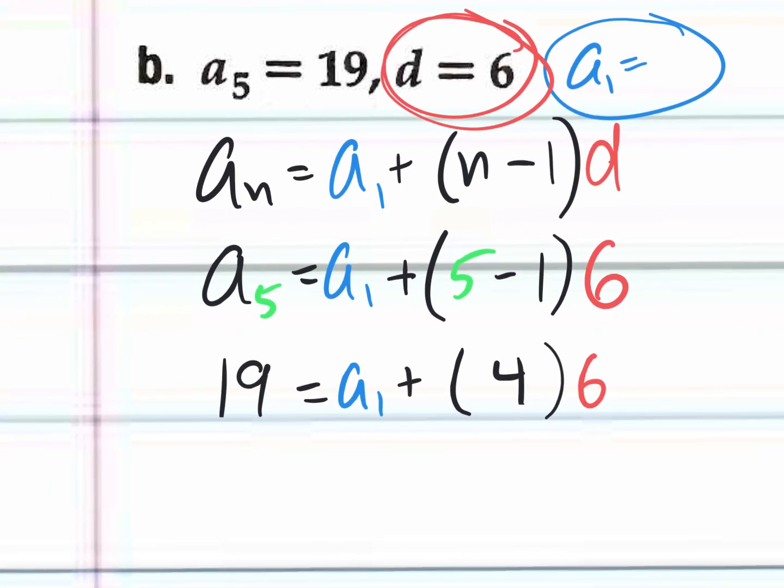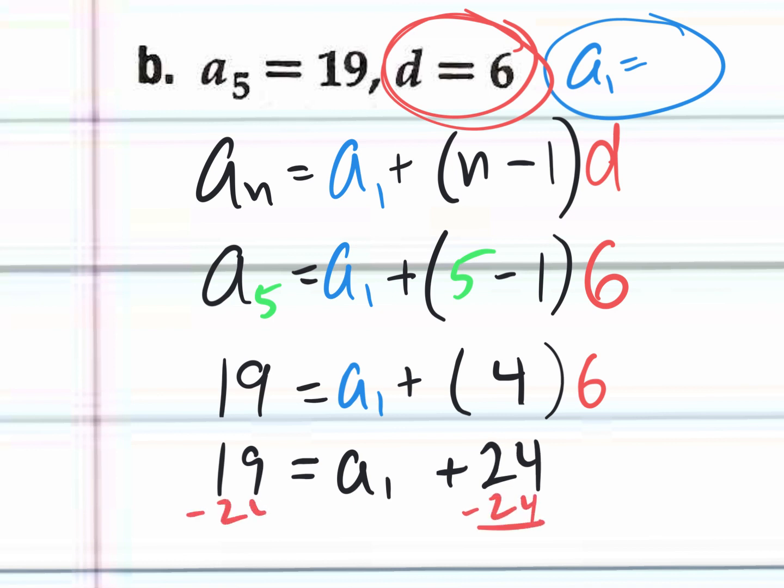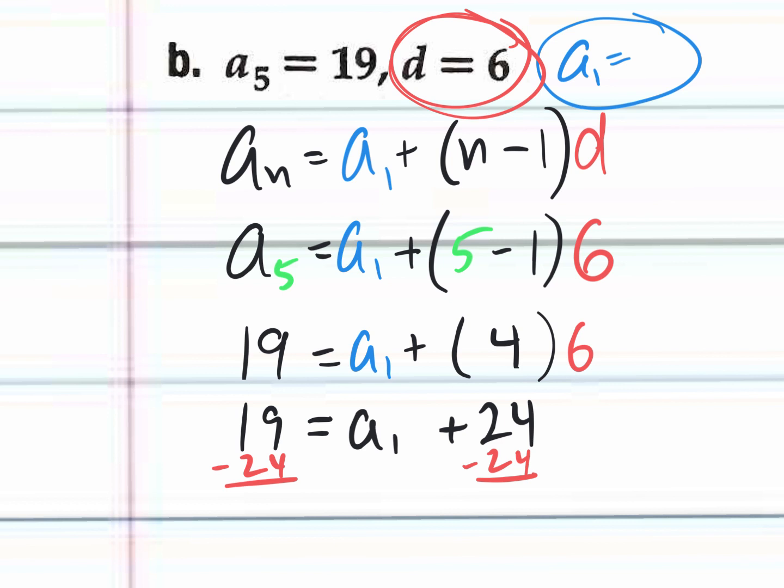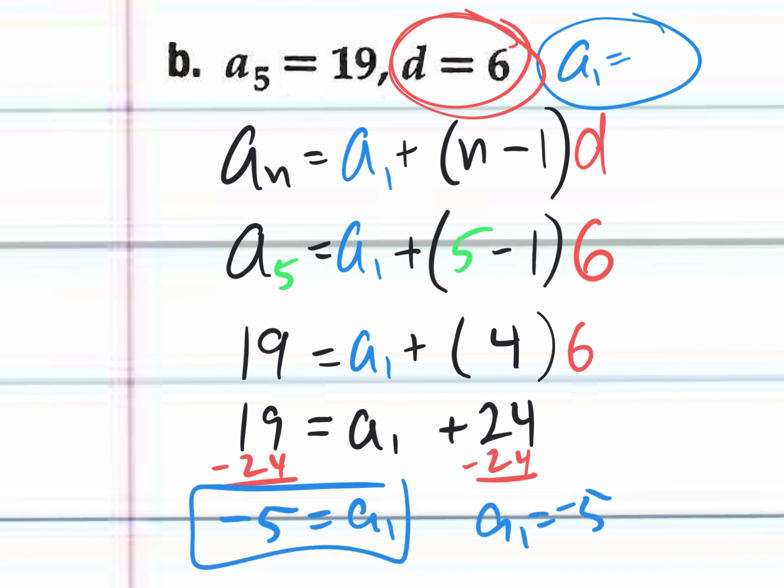So doing the math, of course, we're going to multiply 4 times 6. That's 24. That's a positive 24. We have a sub 1 plus 24 equaling 19. I want a sub 1 by itself, so I'm going to subtract 24, giving us our final a sub 1 answer, which is negative 5. So negative 5 equals a sub 1. A sub 1 equals negative 5.